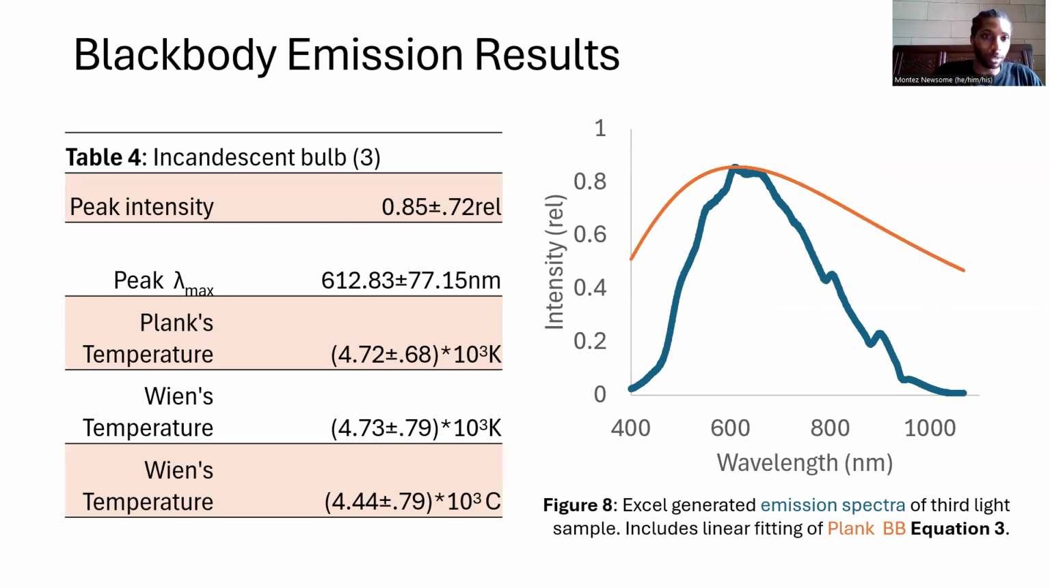More on results, the incandescent light bulb had a peak intensity of 0.8 plus or minus 0.7, peak wavelength max at 612.8 plus or minus 70.15 nanometers. And for all the light bulbs, we calculated the Planck temperature with the orange curve. It was fitted to best cover over the blue curve itself, which was 0.47 plus or minus 0.68 times 10 to the third Kelvin. And that number is also expressed in Celsius for Wien's.